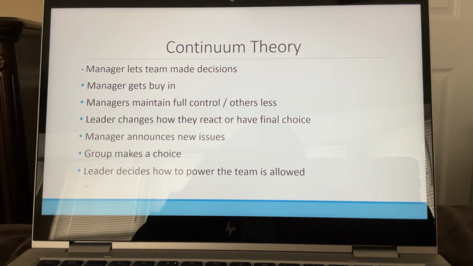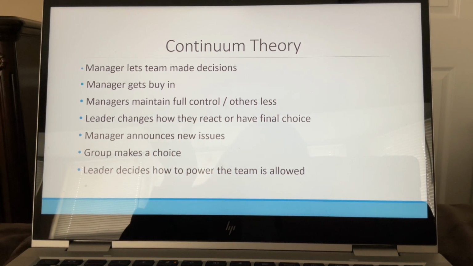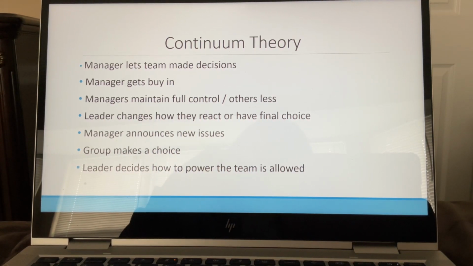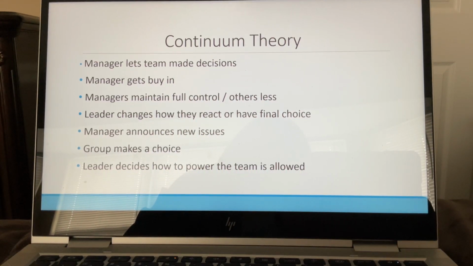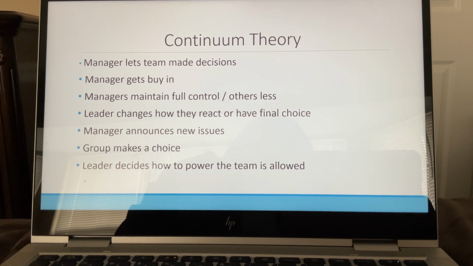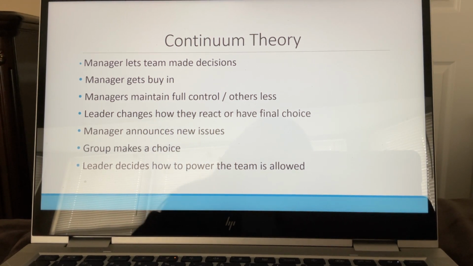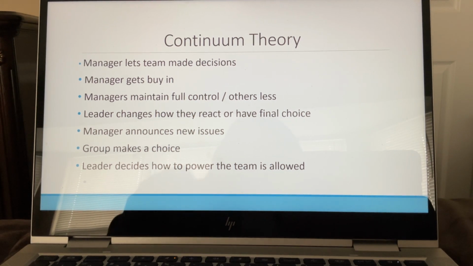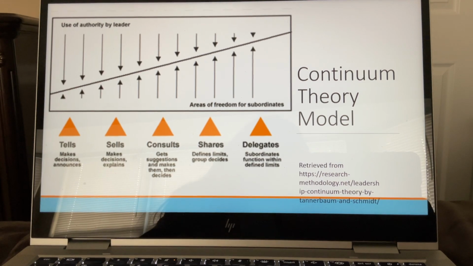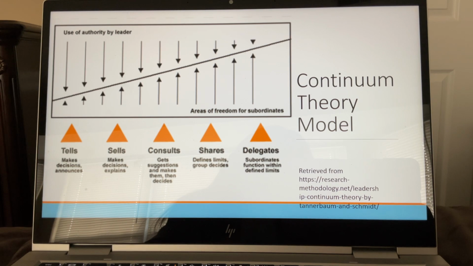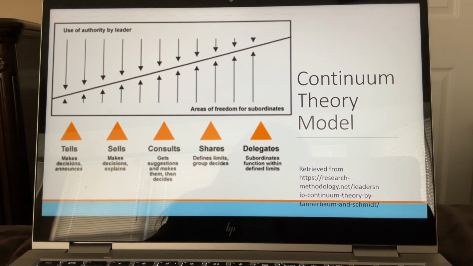Leaders can change how they react and adapt their leadership style to that. Managers can let the employees know the decisions they've made, and then the group could have a choice to make a decision about it, or the leader can give the power to the team and let them make better decisions. Here is a model of the continuum theory to let us learn the theory better.